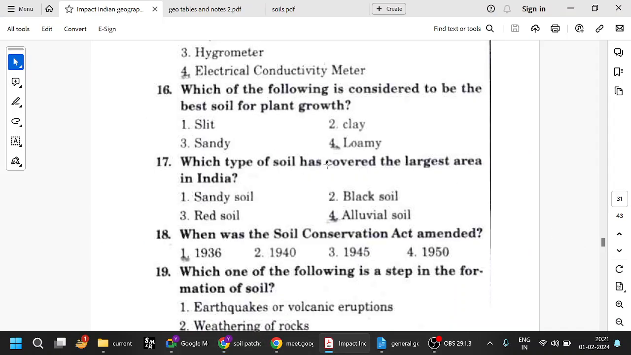So among these things, loamy is the best. Having everything in proper proportion is better. So loamy is more suitable for plant growth.